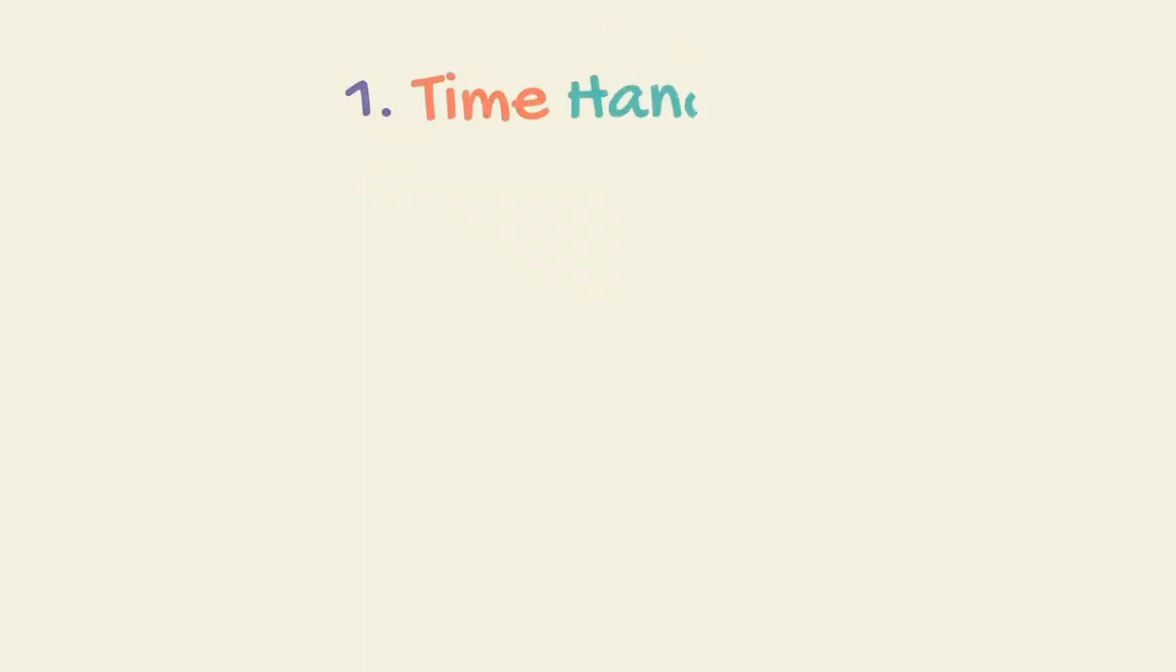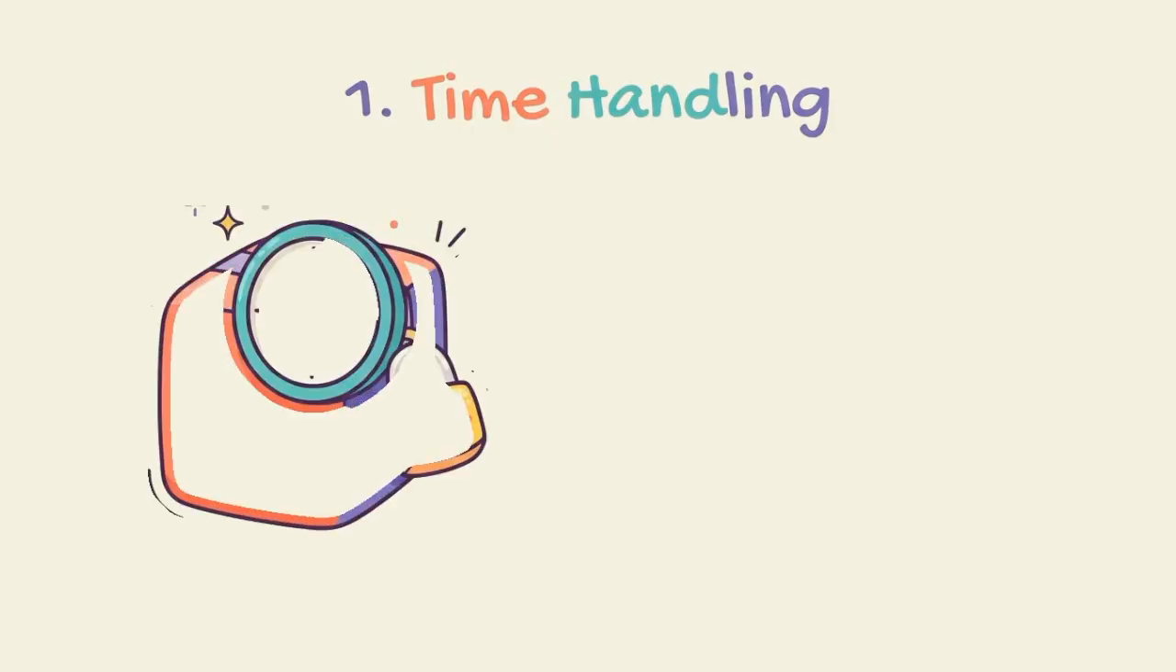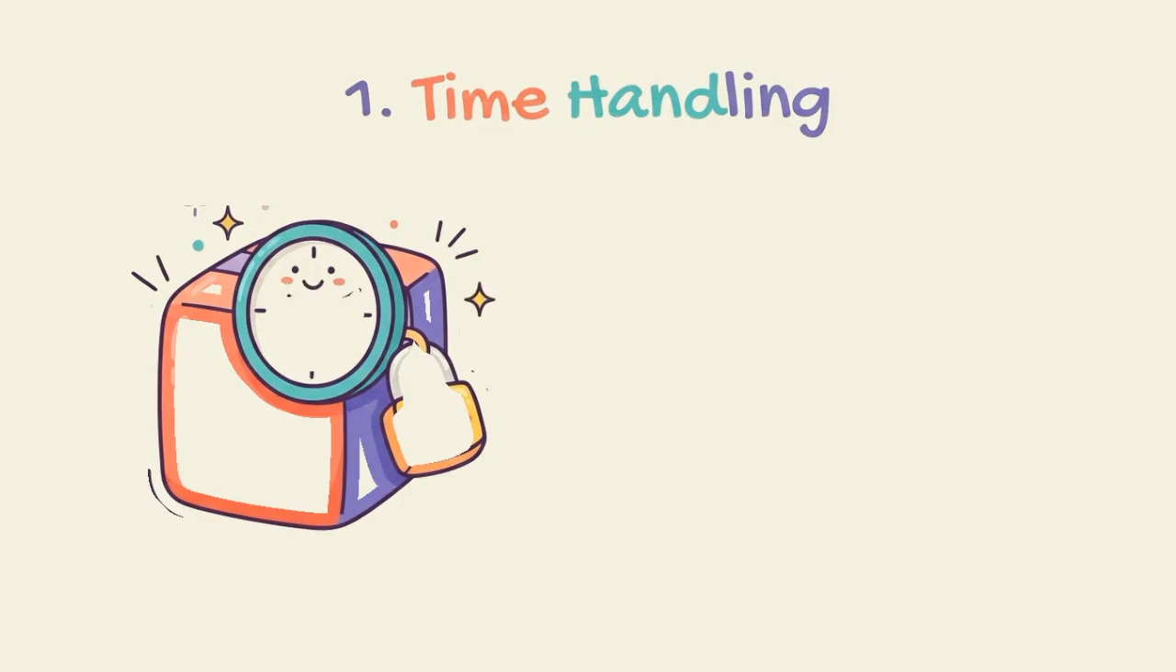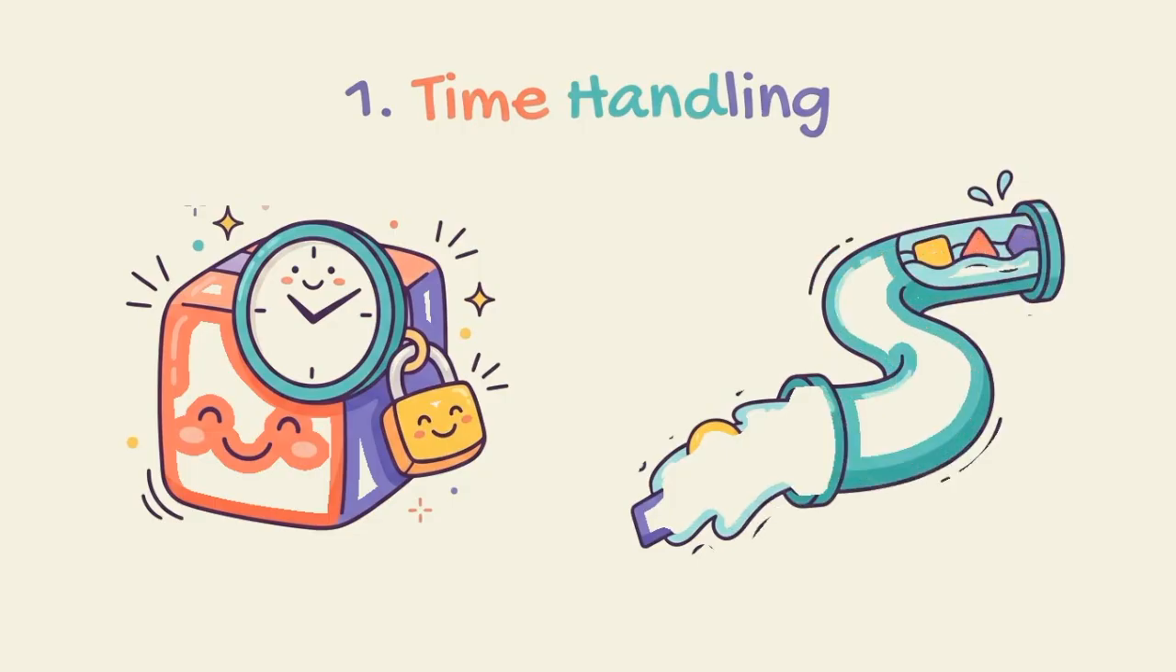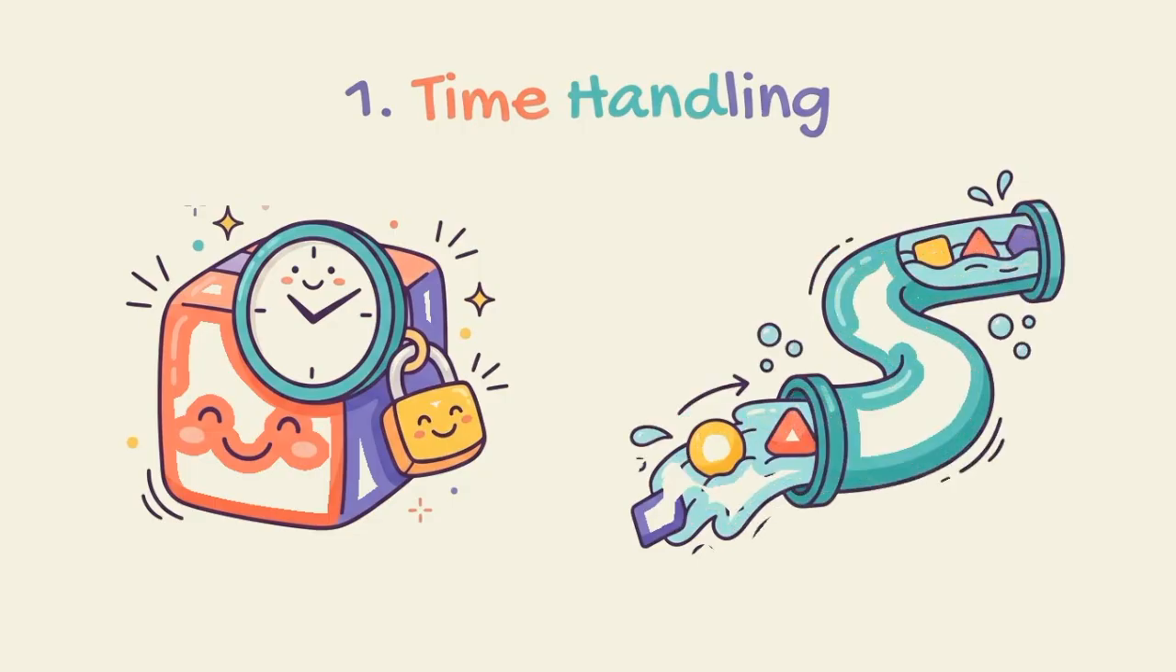The first major difference is how time is handled. Scrum works in fixed time box sprints. Once a sprint starts, the team focuses on completing the planned work within that time box. Kanban has no fixed sprint at all. New work is taken only when the team has capacity, allowing work to flow continuously.